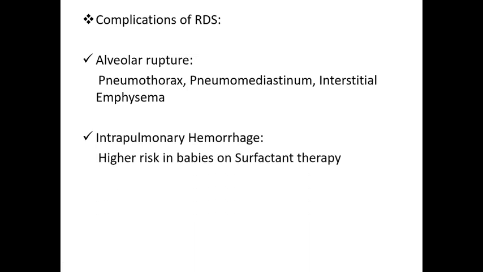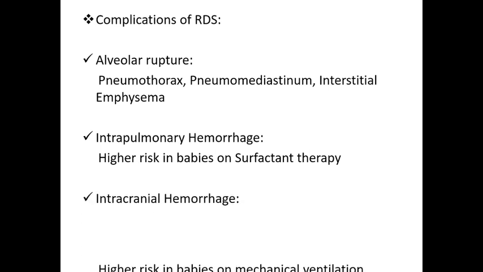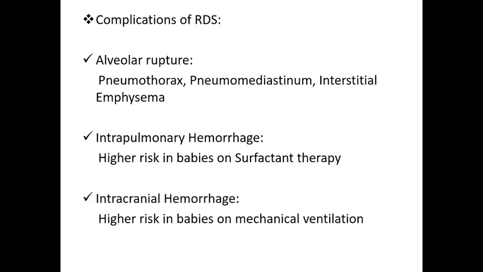Intrapulmonary hemorrhages. That is when the babies are on surfactant therapy, sometimes there is a chance of damage to the blood vessels in the lungs causing hemorrhage. So this is called intrapulmonary hemorrhage. Then intracranial hemorrhage. Intracranial hemorrhage is mostly seen in babies on CPAP or mechanical ventilation, when they are given mechanical ventilation in order to facilitate their breathing. So these are some complications of respiratory distress syndrome.